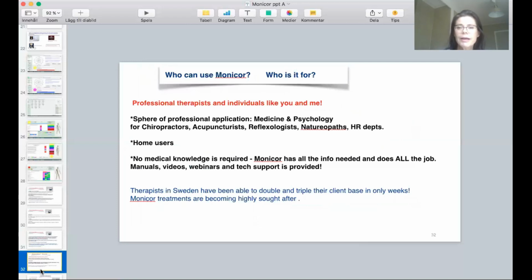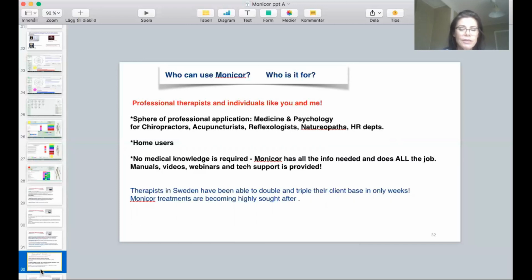We'll start here and do it on an individual basis. But it is very helpful if you are a professional. So if you are a therapist, for example, a chiropractor, acupuncturist, reflexologist, or naturopath, you can check how well your healing modality is working. You can combine it very easily with what you're doing already.